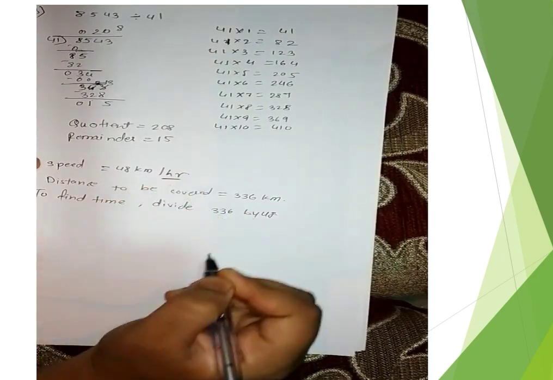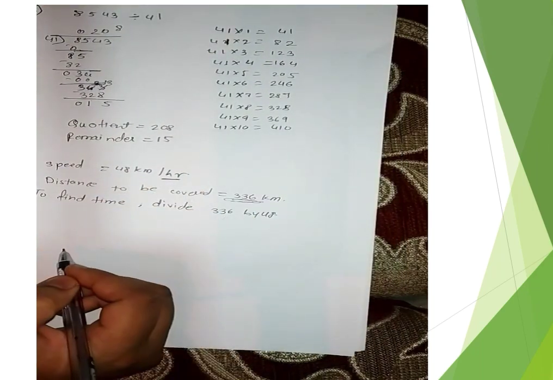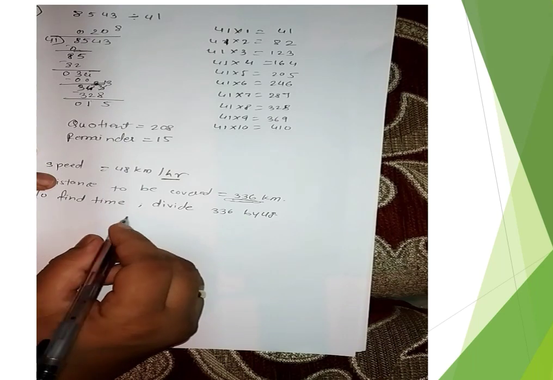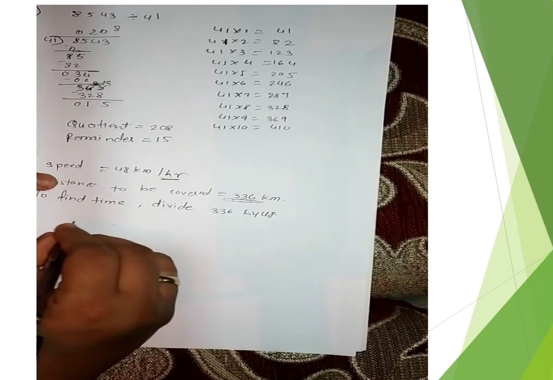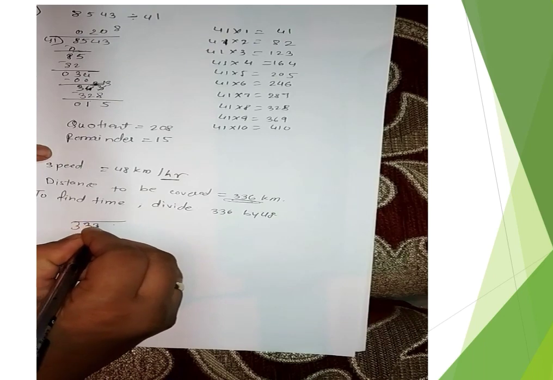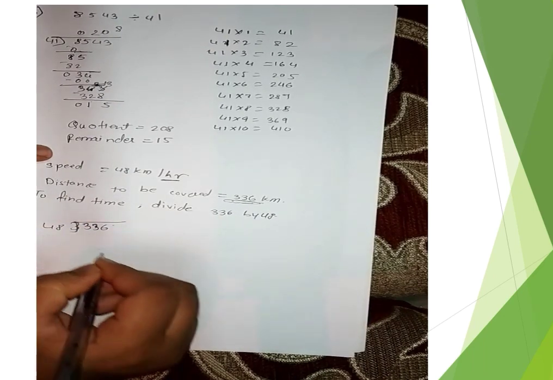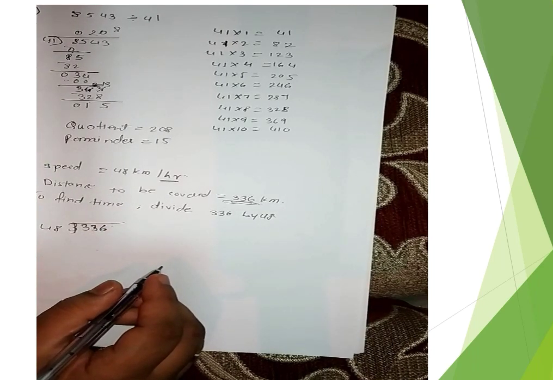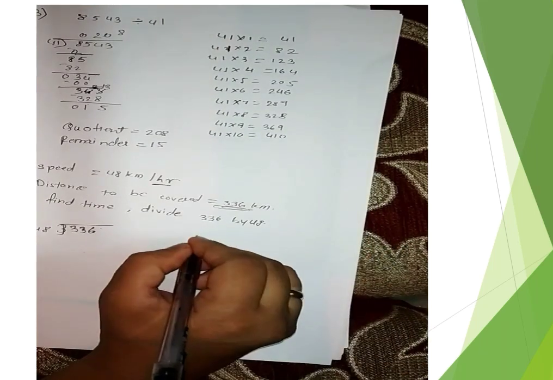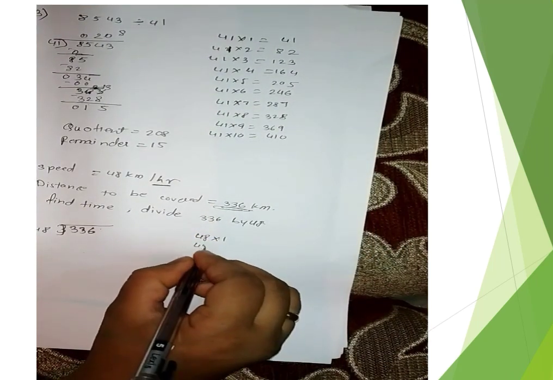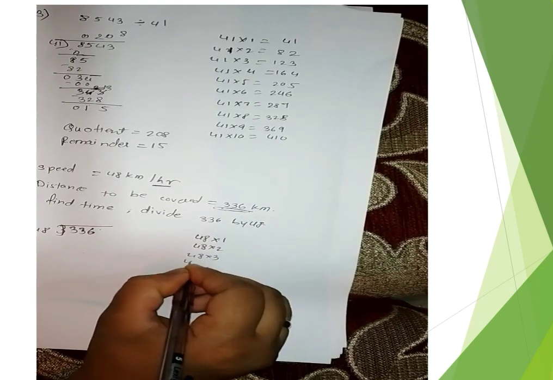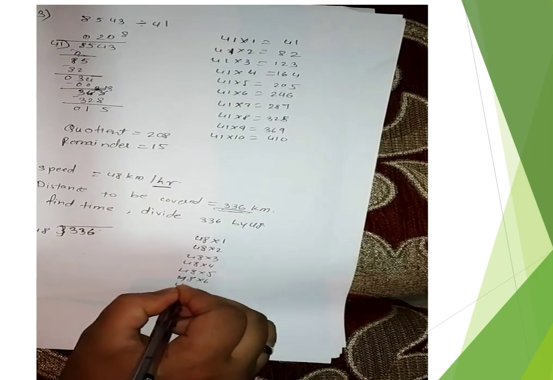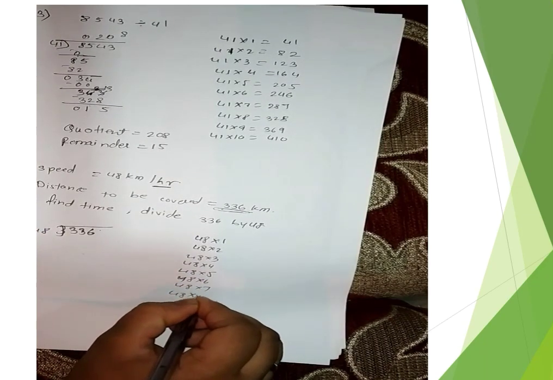Here per hour is given, and here we have to complete this. So here 336 divided by 48. Here again we will require the table of 48. So 48 into 1, 48 into 2, 48 into 3, 48 into 4, 48 into 5, 48 into 6, 48 into 7, 48 into 8.